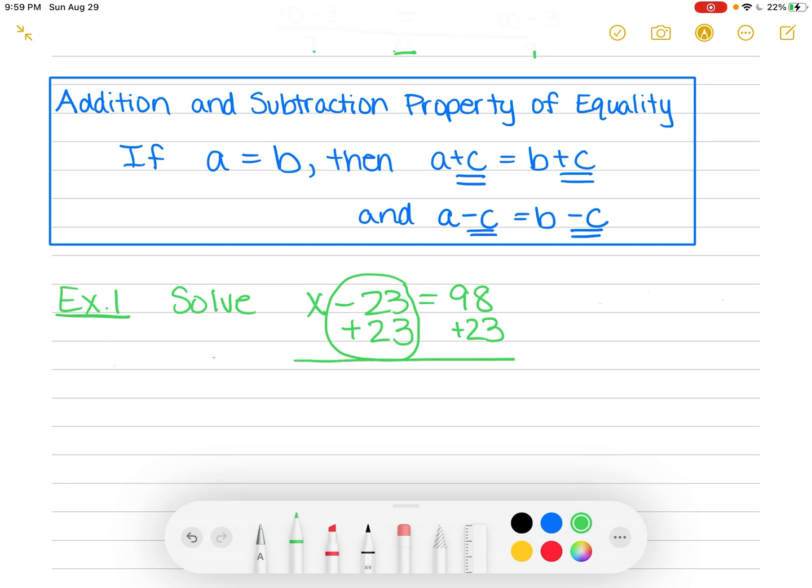Okay, and so the part that I circled, this part, that just goes away, right? Because if I have a 23 and a minus 23, that's going to give me 0. So this side of the equation is x, and on this side of the equation, I'm going to solve the problem, right? And I'm going to get 121. So x is equal to 121.